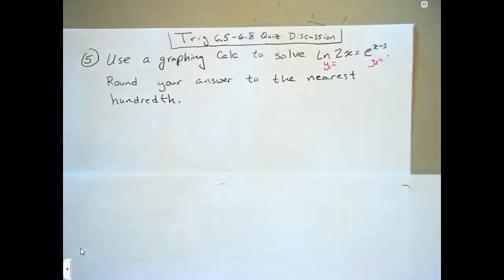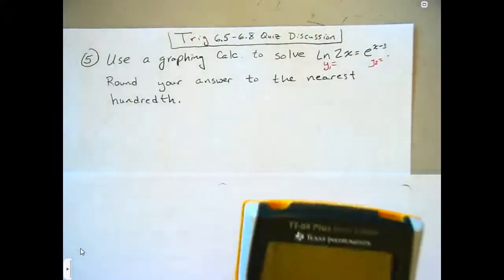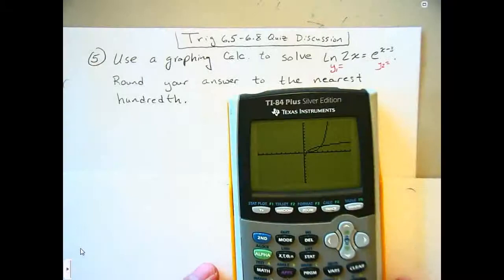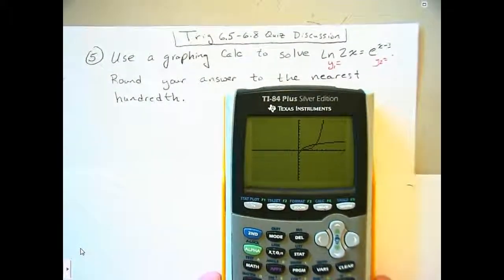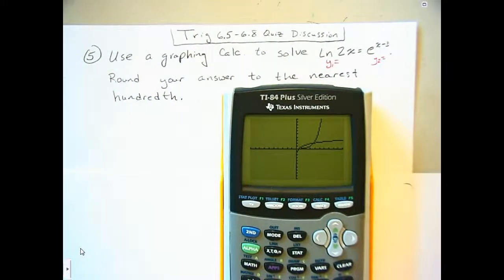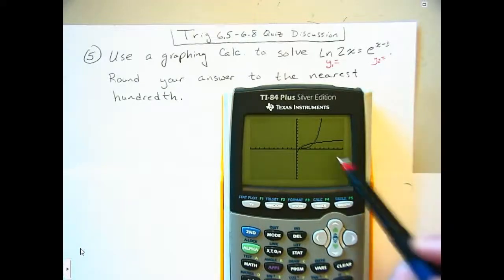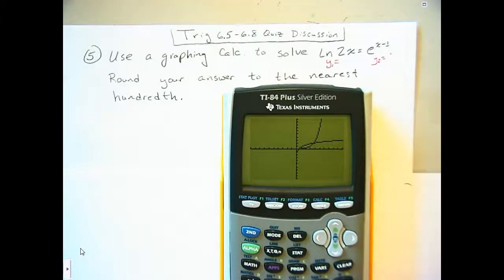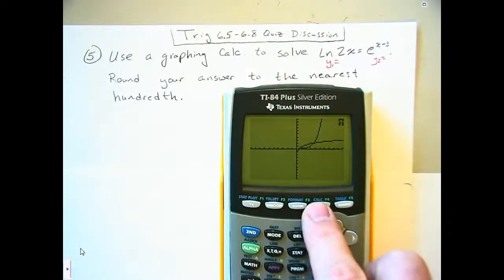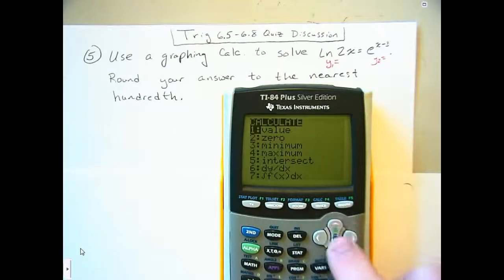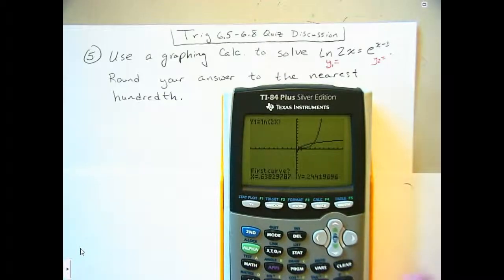All right, but the reality is, you put that into your y equals menu, you hit graph, and you get a cool little picture that looks like that. If your picture doesn't look like that, either you plugged it in wrong, or you're not zoomed to the standard viewing window. And if you want to find out where they intersect, in this case it looks like they intersect twice, you go second, calc, or second trace, which is calculate, and option 5.